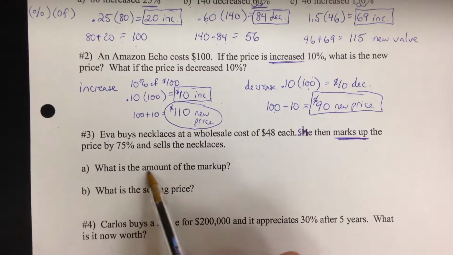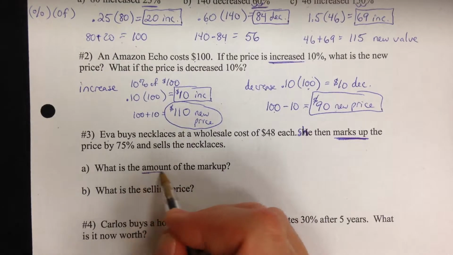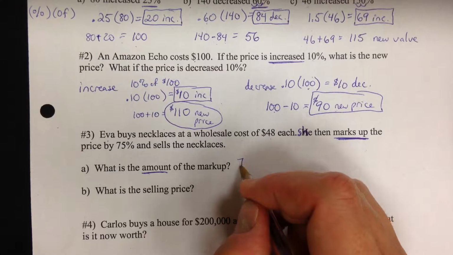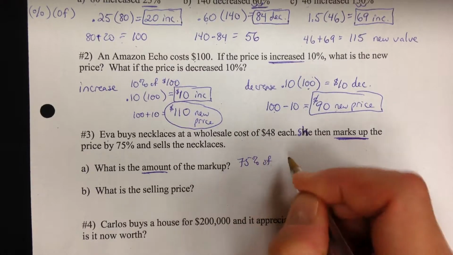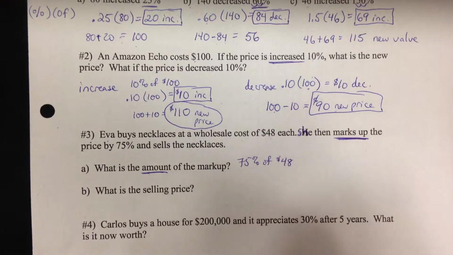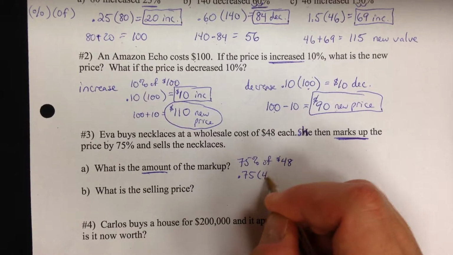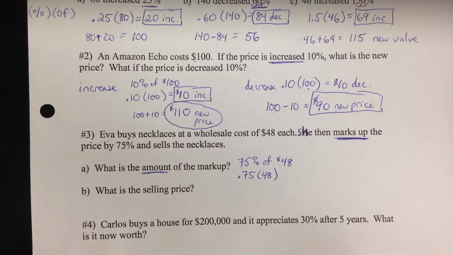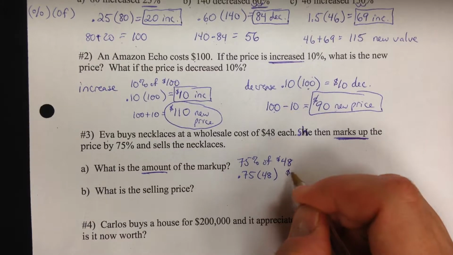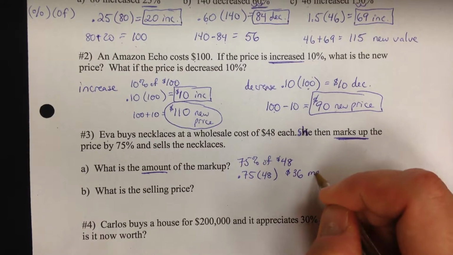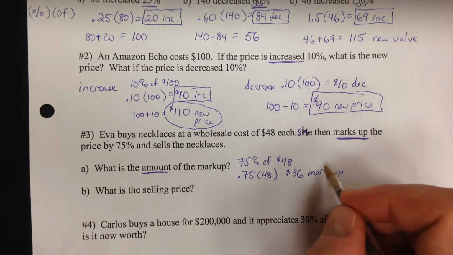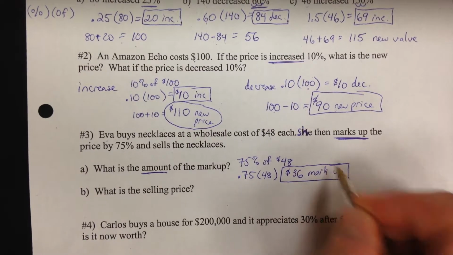So part A, what is the amount of the markup? Well, it's 75% of the original price, $48. So we would do 0.75 times 48, and what we'll get from that is $36. Now that's the markup. That's how much the price is going to increase.